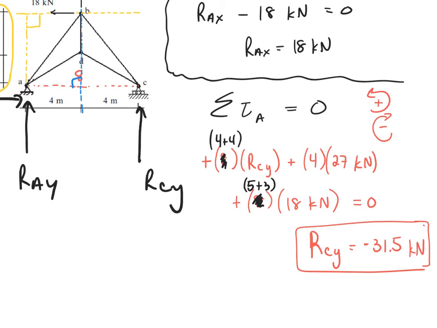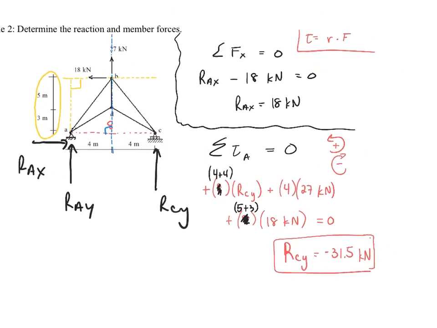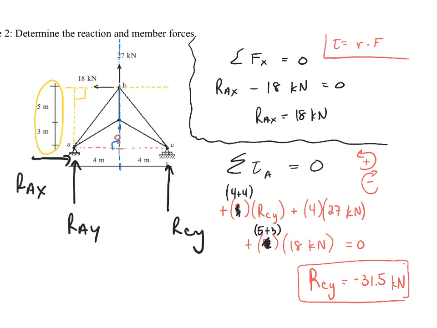So what I want you to notice now is this. Once we have these unknowns, which we do, we've got two unknowns here. We've got RAX now. We can box that in. It's one of our answers. We've got RAX. We've got RCY. So these two things are now known. The only unknown left is RAY. And again, just use what I'm calling inspection.